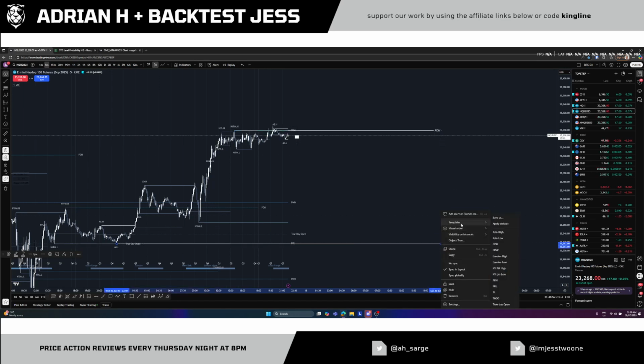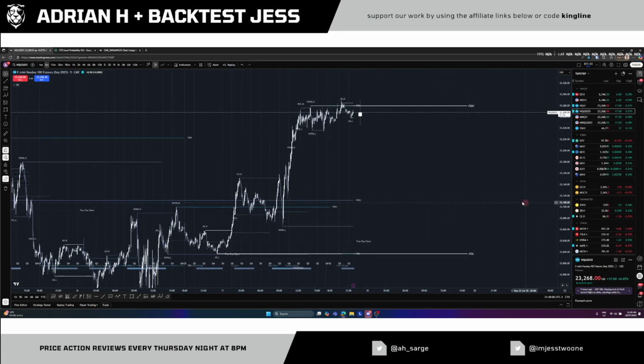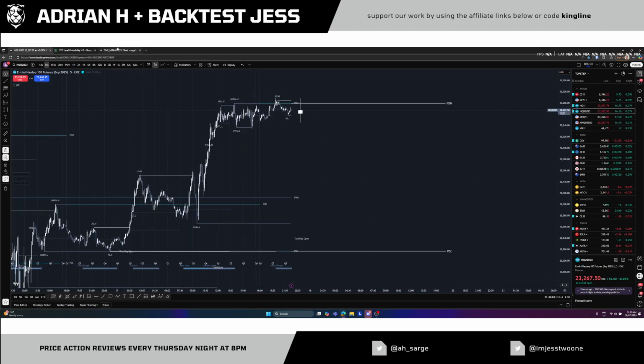Always good to save these as templates too, so you can just quickly right click on them and adjust. PDL, PDH, and we do our fixed range volume profile next. And that goes from PDL to PDH. And we mark out our fixed range volume profile point of control.